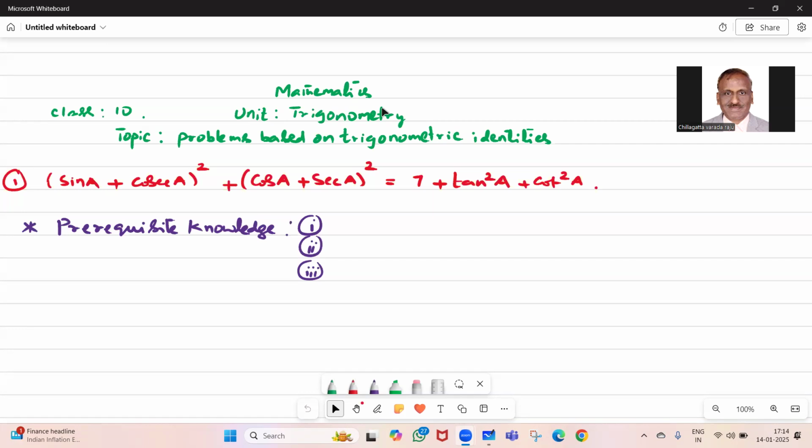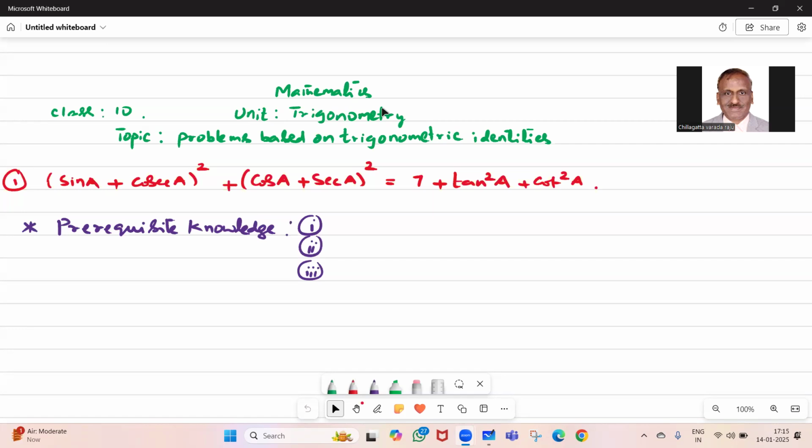In this class, I'll be discussing a few problems connected to trigonometry. The topic is problems based on trigonometric identities. The first question I've chosen here is to prove that (sin A + cosecant A) whole square + (cos A + secant A) whole square is equal to 7 + tan square A + cot square A.